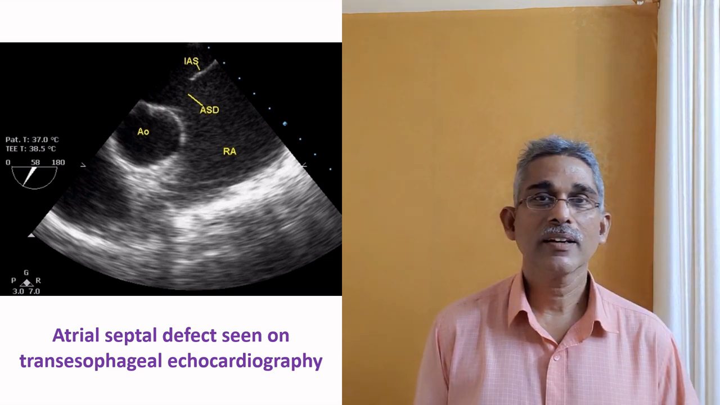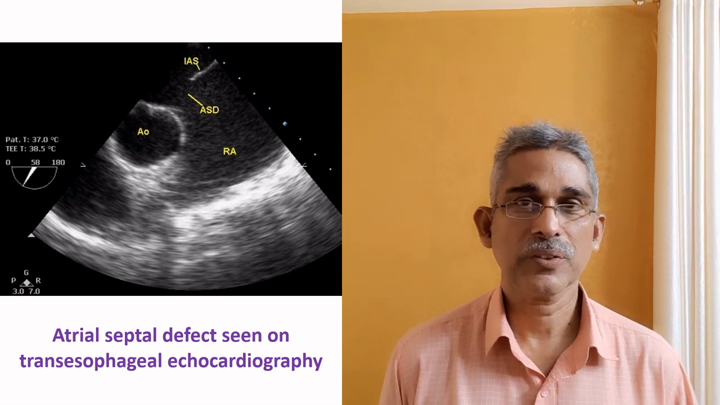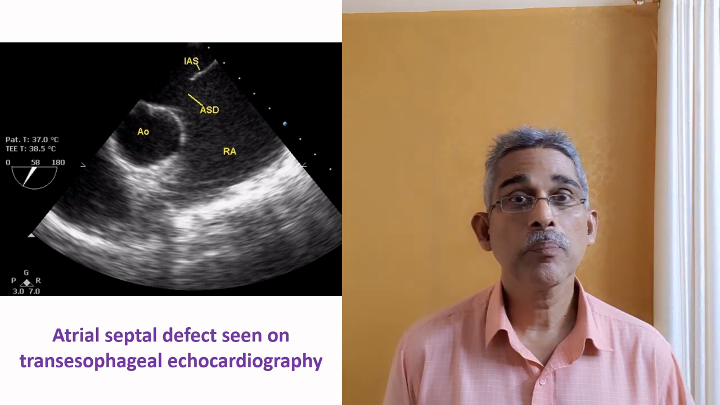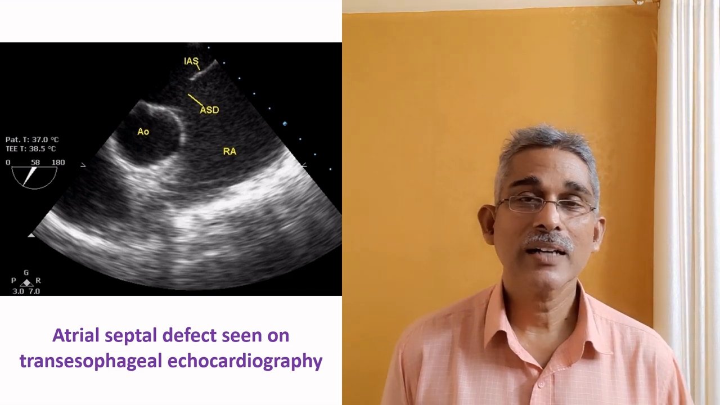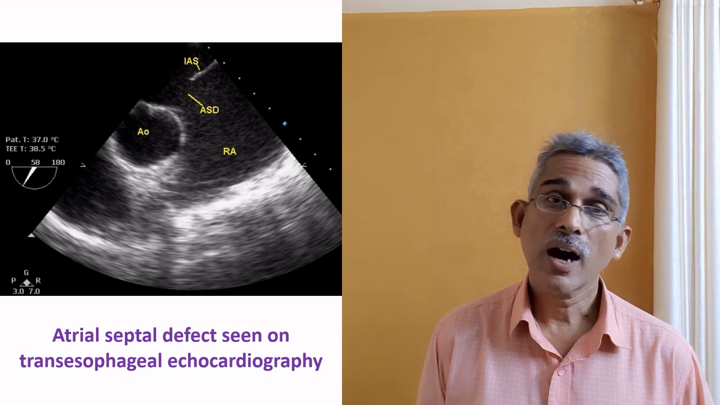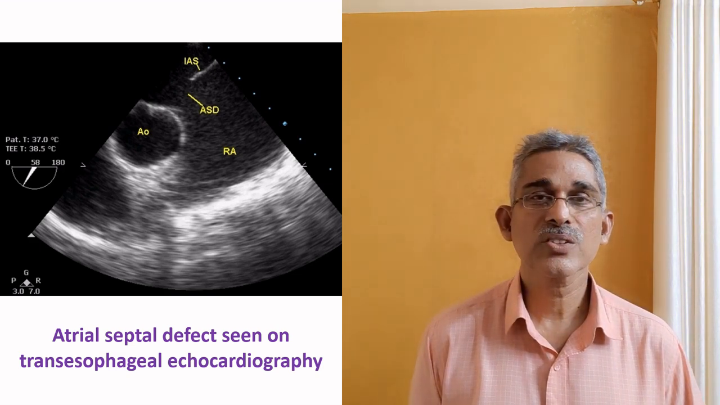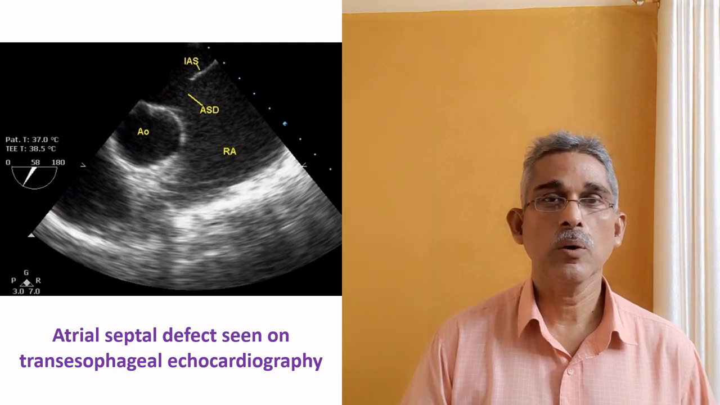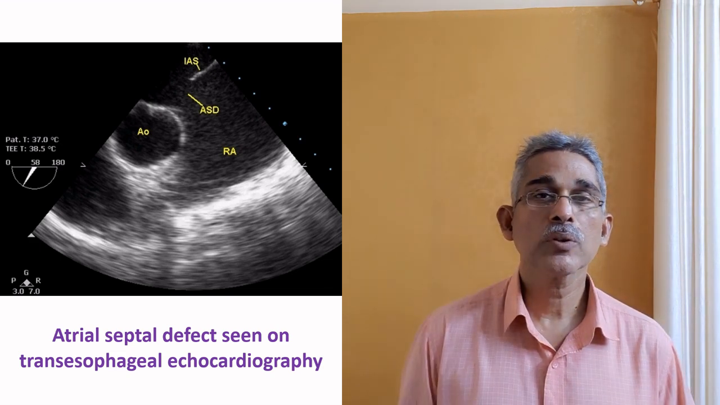The advantage is that the lung does not overlap the heart in transesophageal echocardiography. Secondly, it is easier to image structures which are posterior. And another advantage is that as the heart is nearer to the probe, you can use higher frequency transducers. You know that higher frequency transducers have higher resolution, but penetration will be lower. If you use one on the chest, it will not reach the posterior part of the heart.